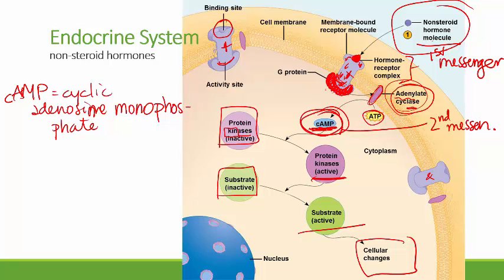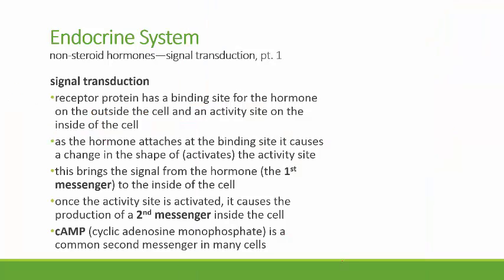With cyclic AMP running around, protein kinases become activated. With active protein kinases running around, the substrate molecules will become active and will produce the changes that we associate with the hormone inside of the cell. We finally got there. Okay, so that is how a non-steroid hormone does its thing. So now I got some words for you.